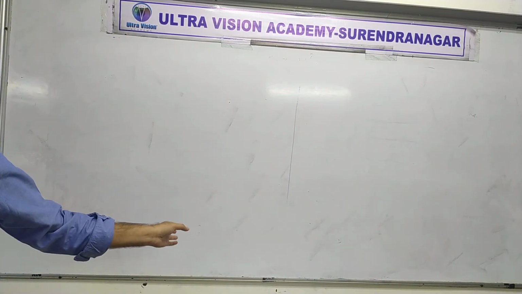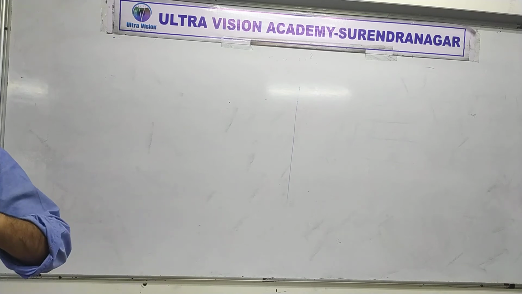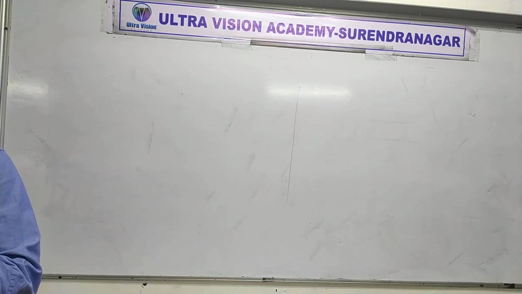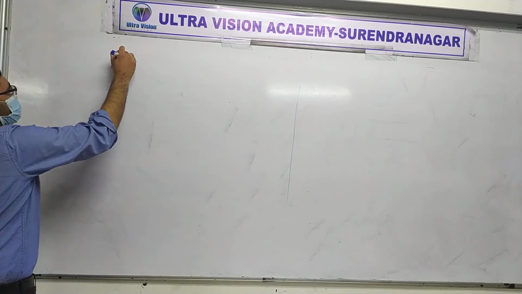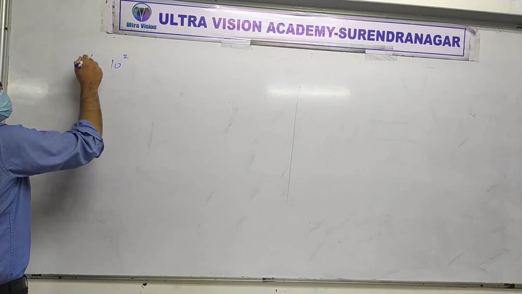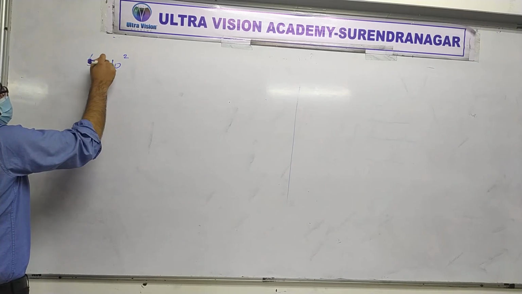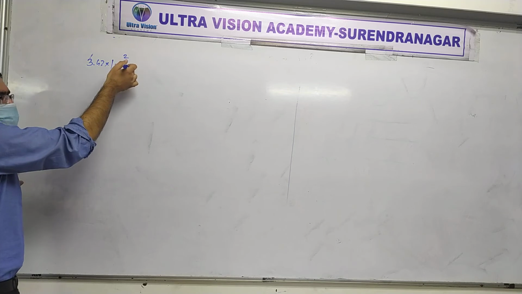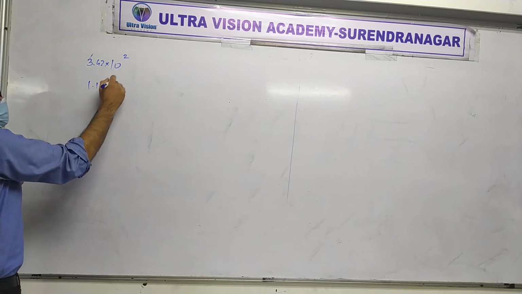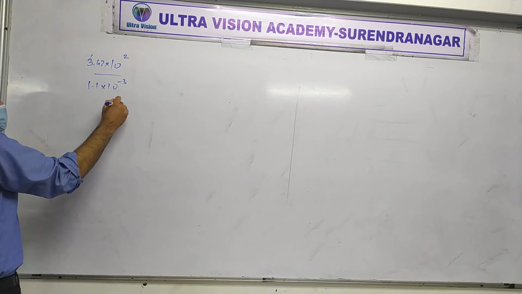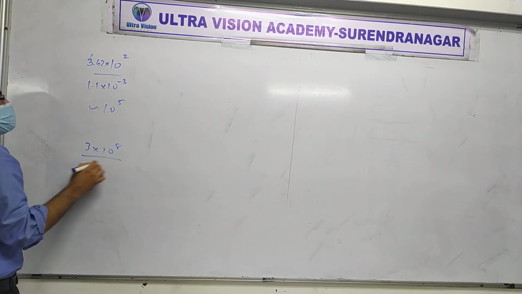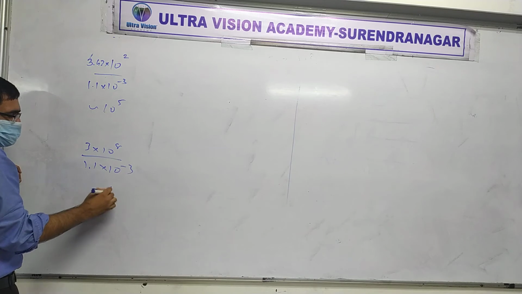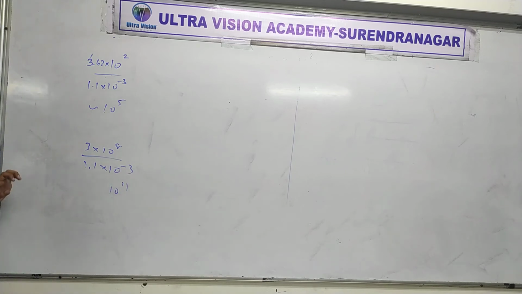For ions, 10 raised to 5. One has 10 raised to plus 2 and the other 10 raised to minus 3. 10 raised to 1 was 3.42 into 3.43 into 10 raised to 2, and the other 1.1 into 10 raised to minus 3. So how much is the ratio? Nearly 10 raised to 5. For the speed of light, 3 into 10 raised to 8 upon 1.1 into 10 raised to minus 3. So that's going to be 10 raised to 11. Clear? Fine.